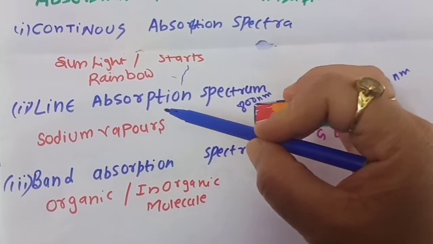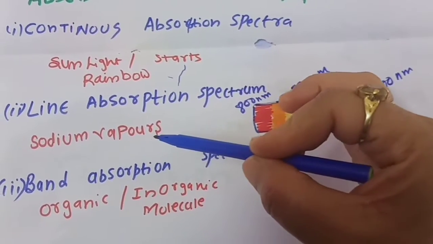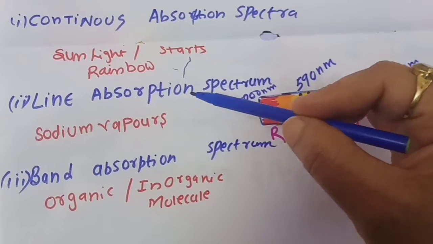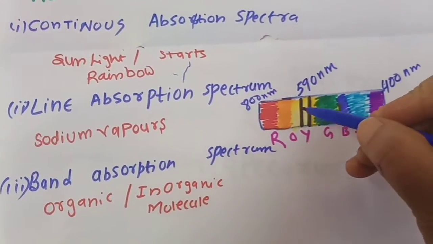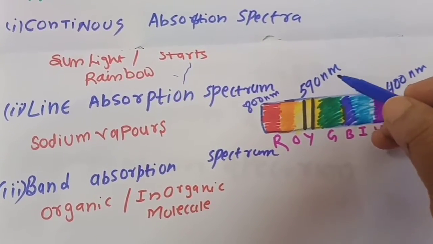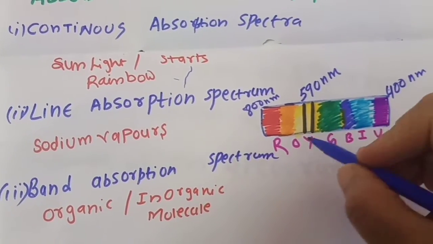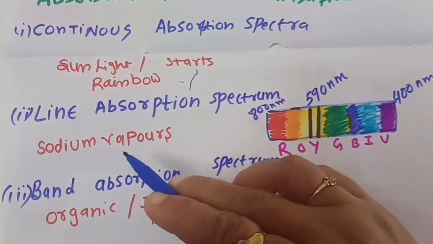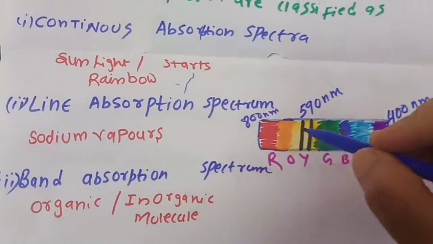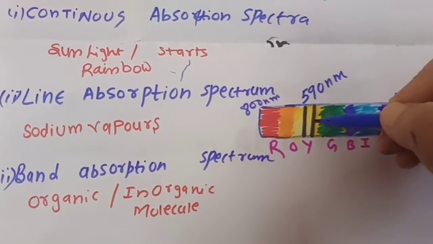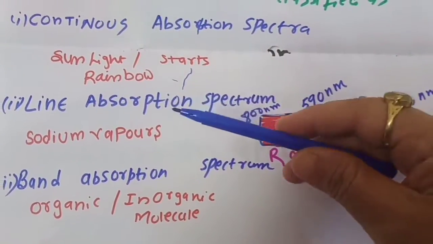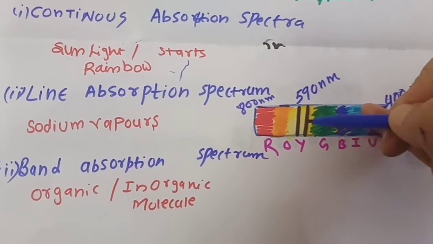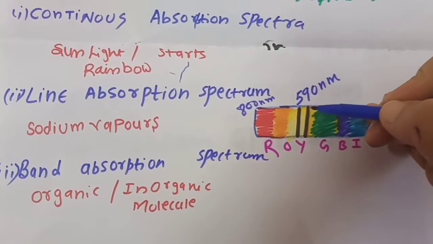Then the line absorption spectrum, the best example is our sodium vapors. When the spectrum of sodium vapors is taken, it shows two dark lines in the yellow region. That is our region of 590 nanometer to 600 nanometer, we can say. In the yellow region we got two dark lines for sodium. So these are the means of identification. We can say that the spectrum is the fingerprint of the particular atom and molecules. Means if we get these two lines in the yellow region, then definitely we can identify the sample that it has sodium.